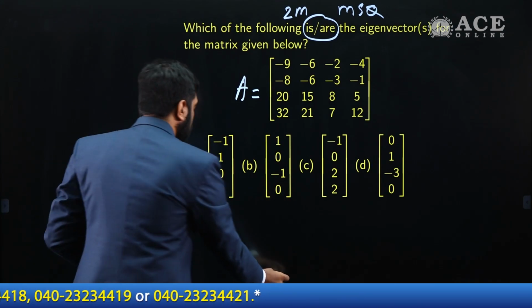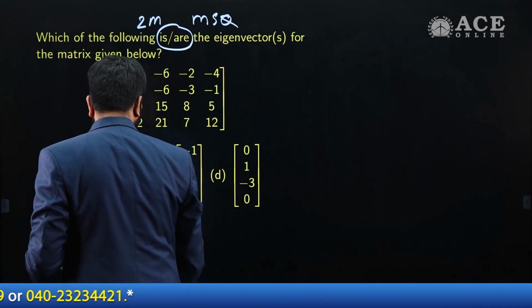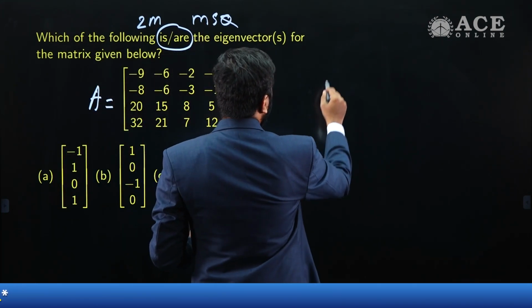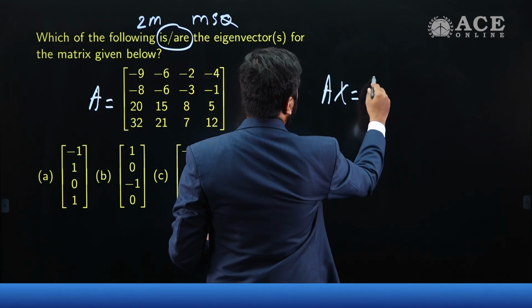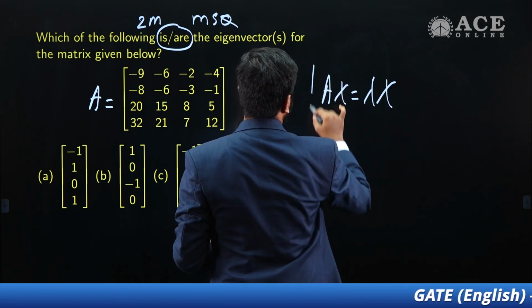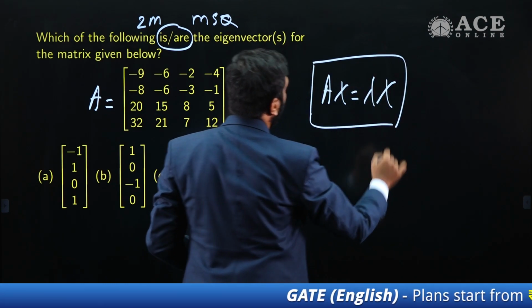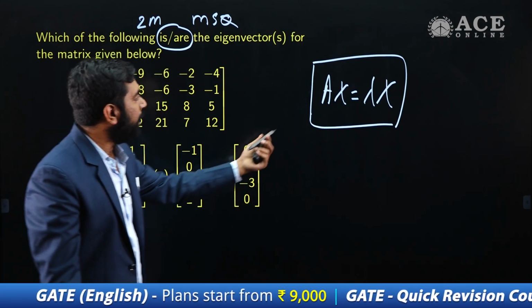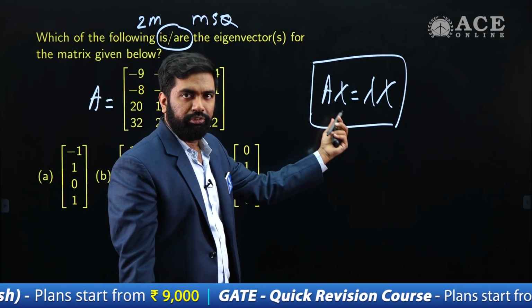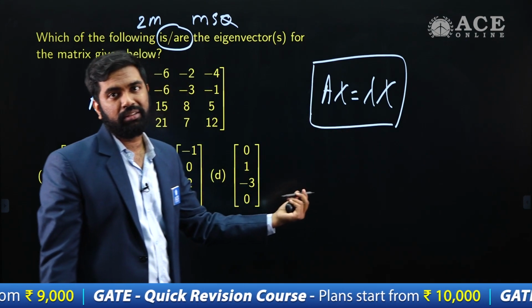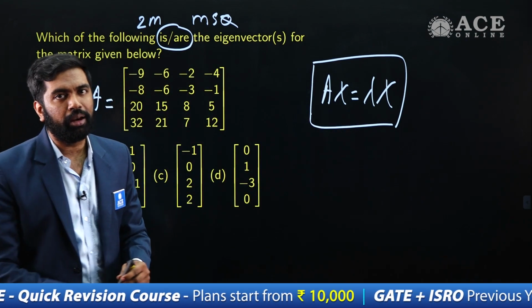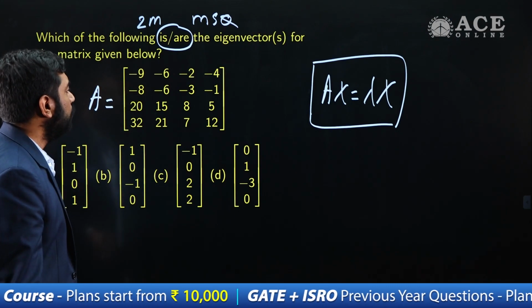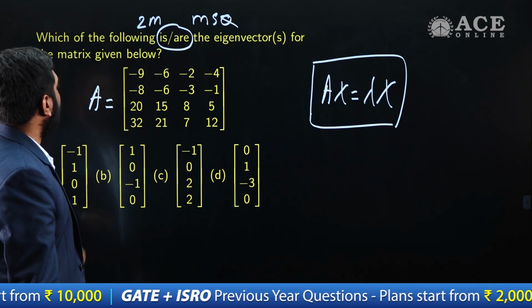What we usually do is, it's a very standard question. Any vector x and a scalar lambda satisfying this particular condition are called the eigenpair of A. You just have to go for the verification: multiply A and x. If you get some scalar times the same x, then x is the eigenvector. So I have the verification now. I'll start with option A.